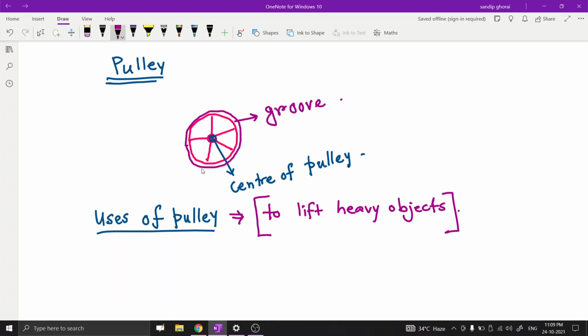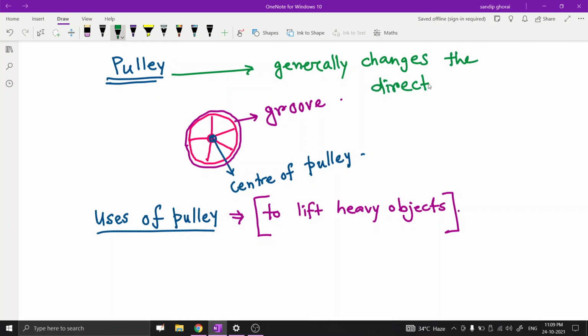Before knowing the types of pulley, a pulley generally changes the direction of the applied force, from upwards against gravity to downwards, towards gravity.